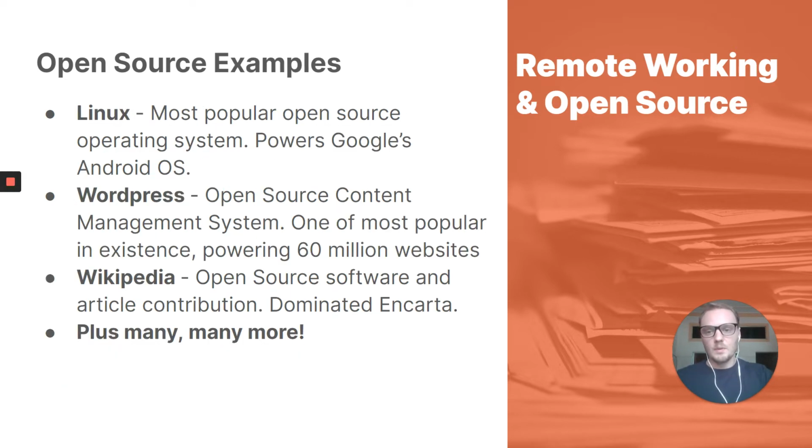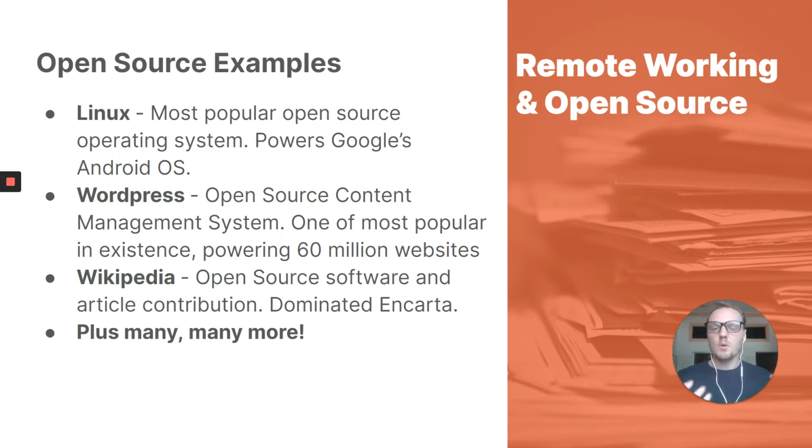So what do I mean by that? Linux, for example, is the most popular open source operating system, the best known. The Linux kernel powers Google's Android operating system. So if you have an Android phone, like hundreds of millions of people do, then you are benefiting from open source. WordPress is an open source content management system, one of the most popular in existence, powering 60 million websites, around 30 to 40% of blogs, around 25 to 30% of all websites. So as you can see, it's a hugely popular piece of software, and that was open source.